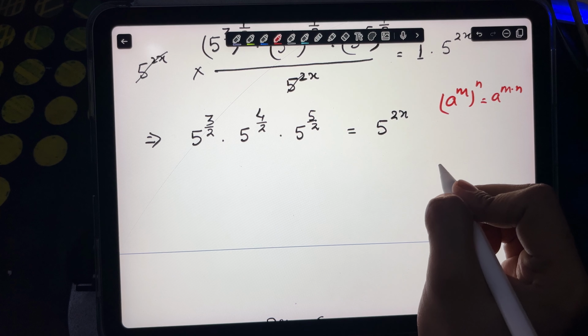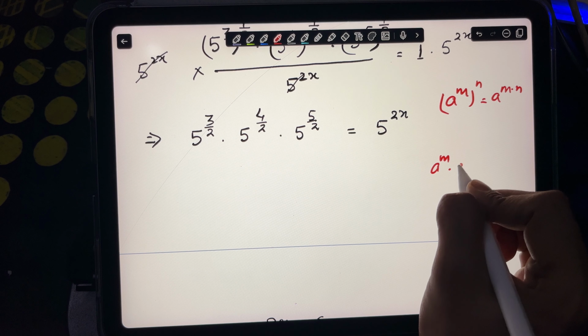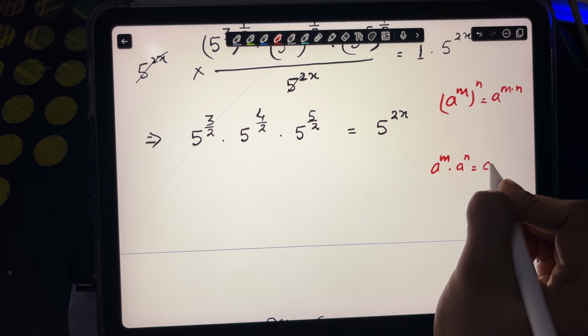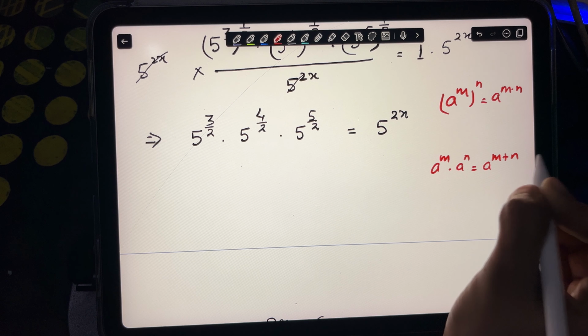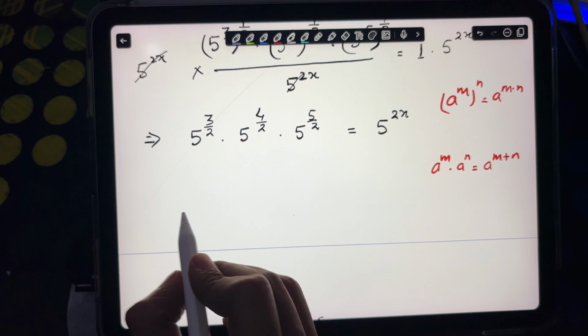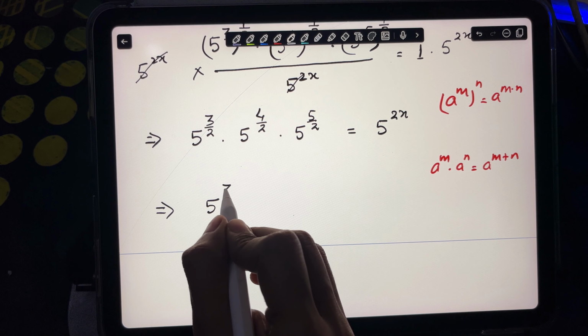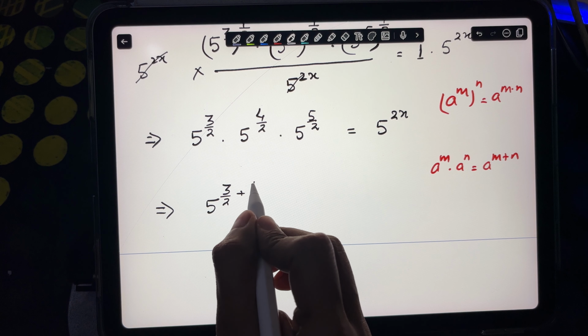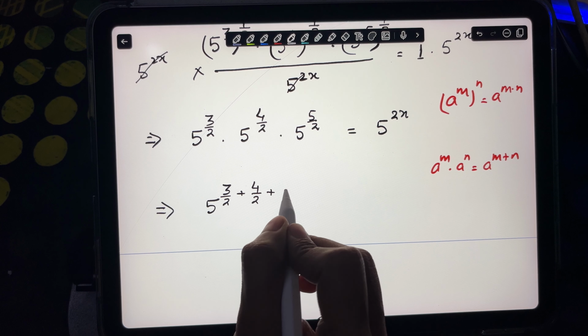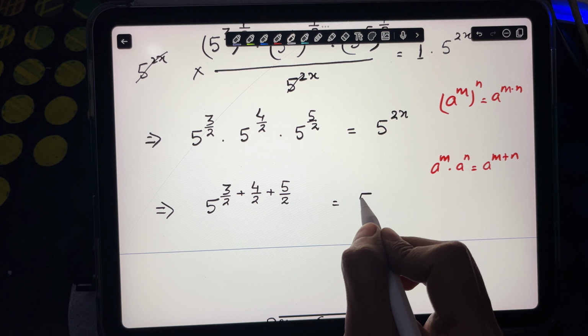Again, there is an identity. If a to the power m times a to the power n, then this is equal to a to the power m plus n. Therefore, we can add the exponents here. So it will be 5 to the power 3 upon 2 plus 4 upon 2 plus 5 upon 2 is equal to 5 to the power 2x.